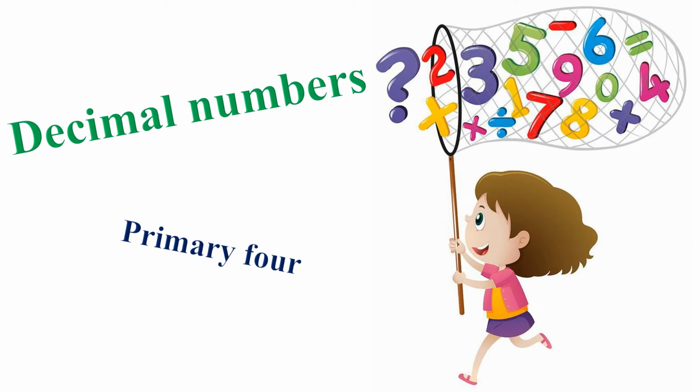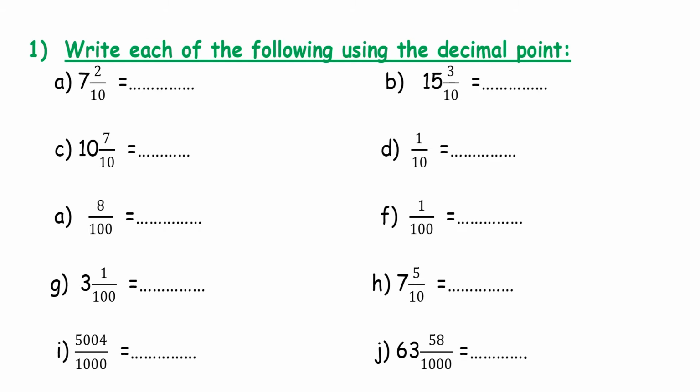Let's complete our lesson, which is decimal numbers. Here, it asks you to convert from fractional form to decimal form, or to write each of the following using the decimal point. I have here 7 and 2 out of 10. What shall I do now?